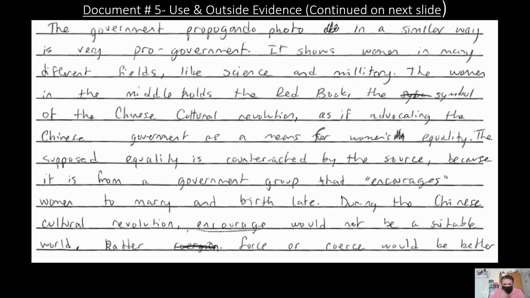The supposed equality is counteracted by the source because it is from a government group that encourages women to marry and give birth late. During the Chinese Cultural Revolution, "encourage" would not be a suitable word. Better, "force" or "coerce" would be better. Cultural Revolution is mentioned in the document, but it doesn't go any more into it, okay? So kind of describing the Cultural Revolution a little bit, that works towards outside evidence.